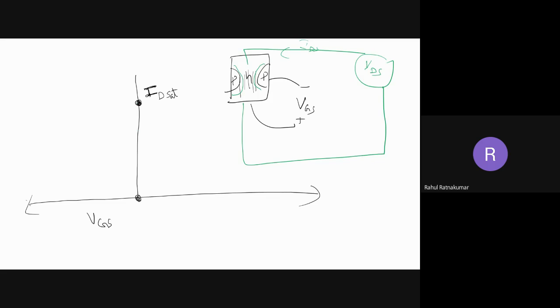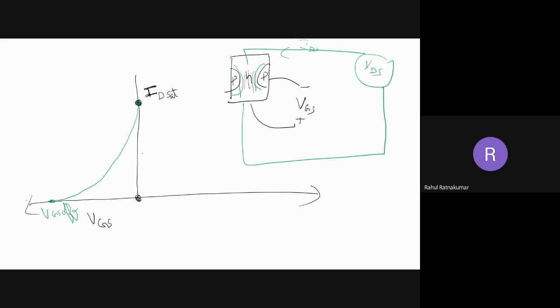Now what happens as I increase my VGS to reverse negative voltage? You can see that in a nonlinear, quadratic way, the IDS is going to reduce, something like this. At a particular point of VGS, my ID is completely zero. This point is called the pinch off voltage, VGS off.